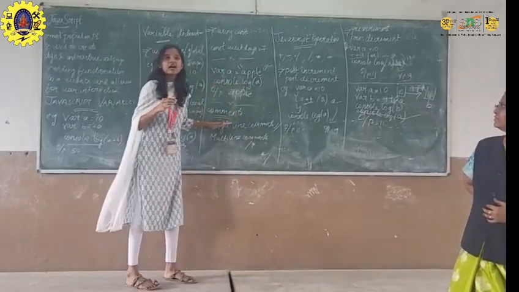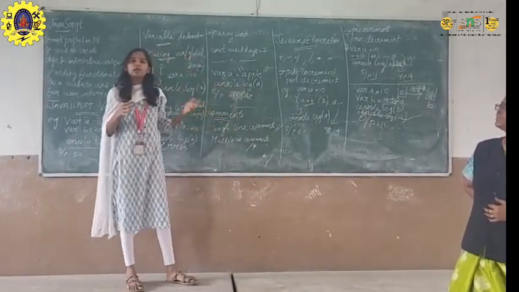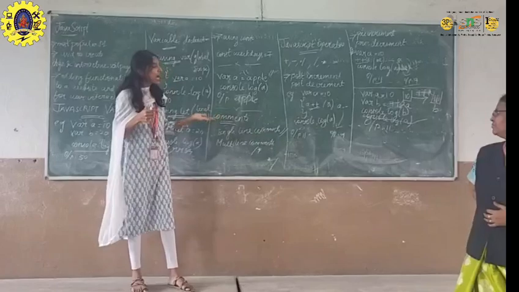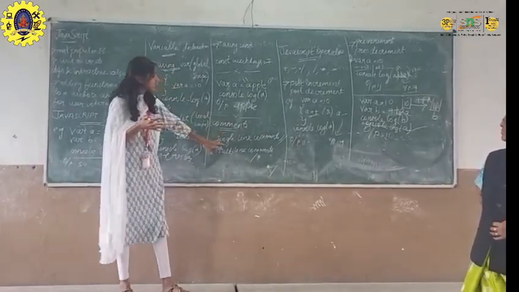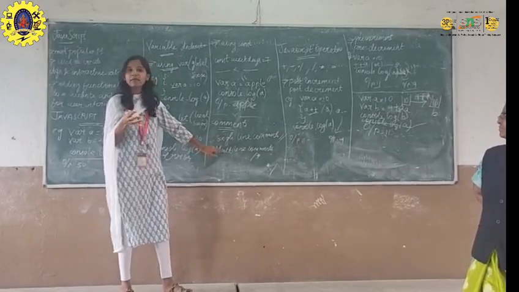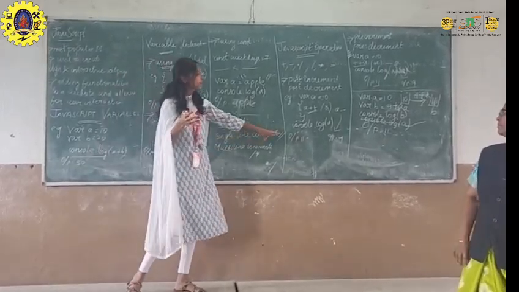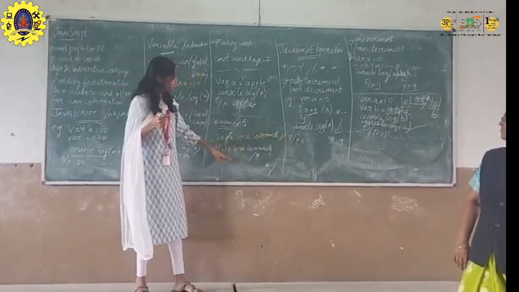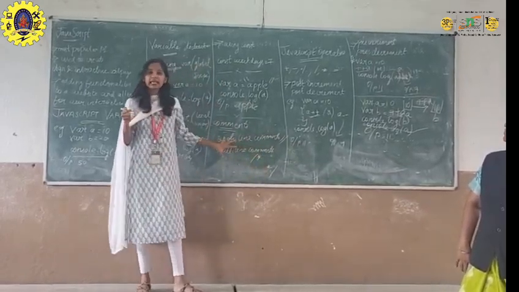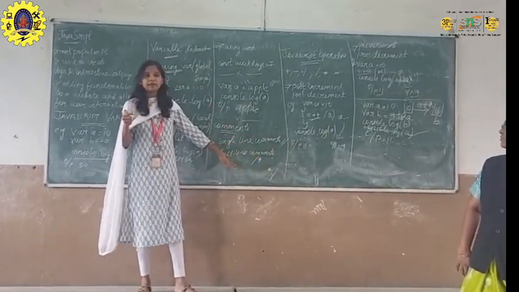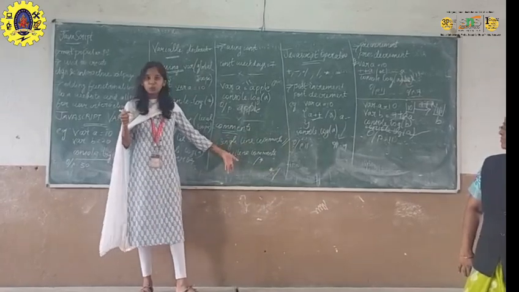And comments. What is meant by comments? The coders will use comments for easy understanding of the program. There are single line comments and multi-line comments. For single line comments you will use the double slash. For multi-line comments you will use slash star and star slash. For understanding purposes the coders will use comments, but they will not be shown in the output page.